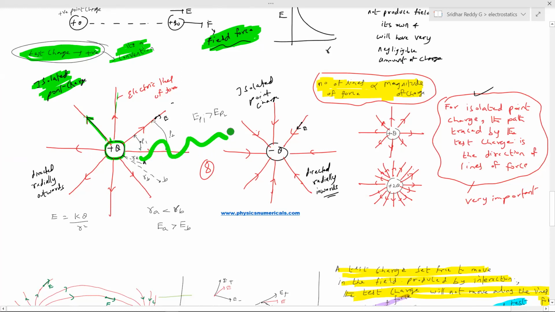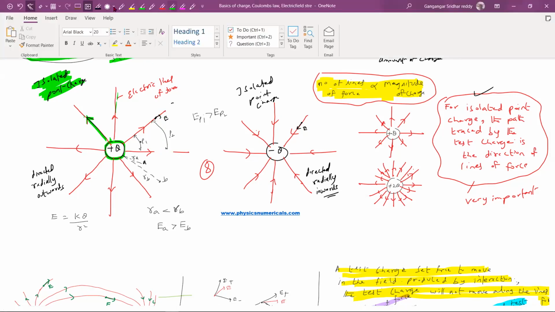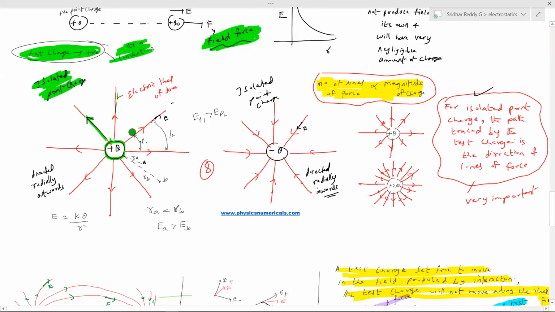The test charge will not move like this. The test charge will move along the lines of force. It will be here, after some time here, after some time it will be here. Okay, now let me put it. So the test charge, if I release it here, after some time will be here, then here, then here. This will be the position of the test charge. It will keep on moving. And how will it move? Along the lines of force.